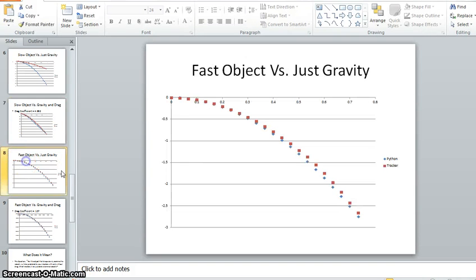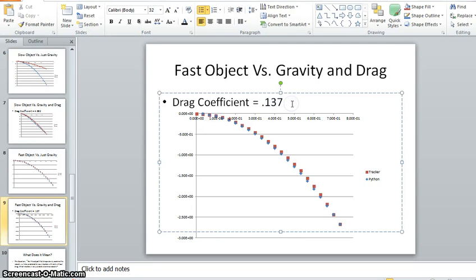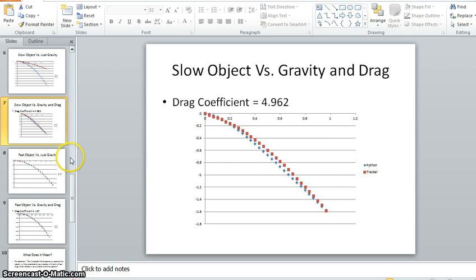For the fast object, the blue dots are the computer model, so an ideal situation with just gravity, and the red is my data from Tracker. So it's a pretty close match. And then when you do it with gravity and drag in Python, you can get it very close. And if you notice, the drag coefficient is a lot smaller than the drag coefficient for the piece of paper.